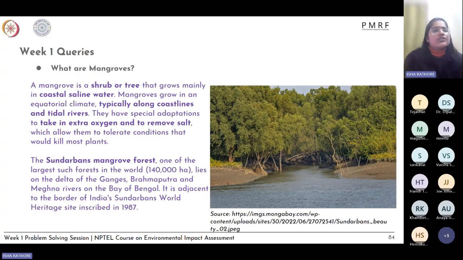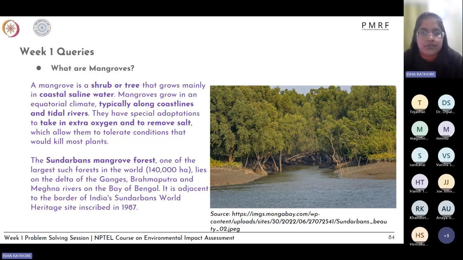The first query which we received was, what are mangroves? Mangroves are shrubs or trees which grow mainly in coastal saline water, and they grow in equatorial climate, typically in coastline and tidal areas. One example of mangroves is the Sundarbans, which everybody would have heard of growing up. This is one of the largest forests in the world, approximately 140,000 hectares, and it lies in the delta of the Ganga, Brahmaputra, and Meghna rivers in the Bay of Bengal.